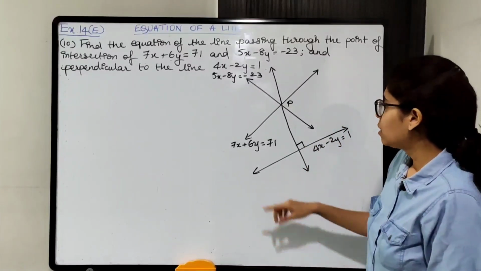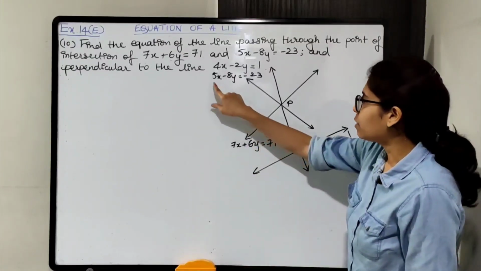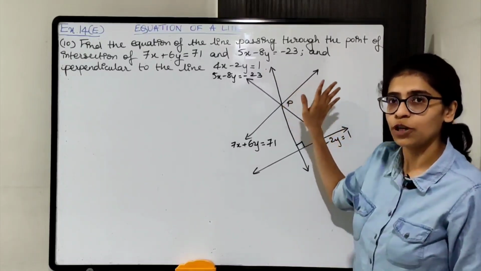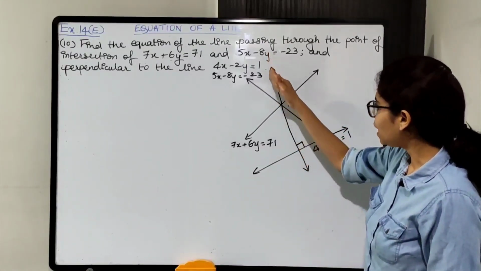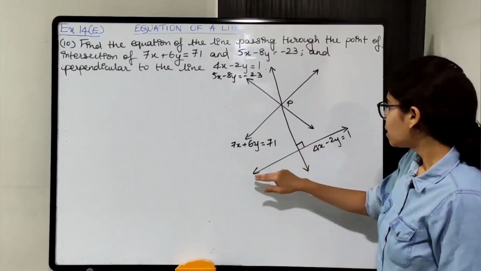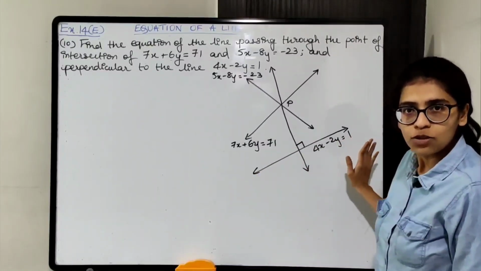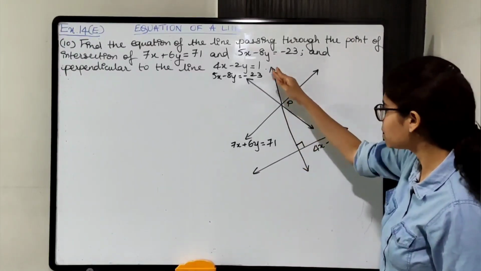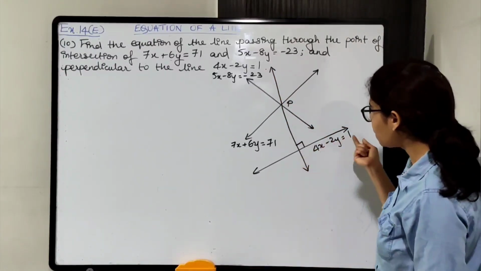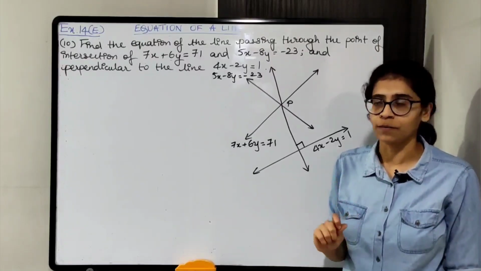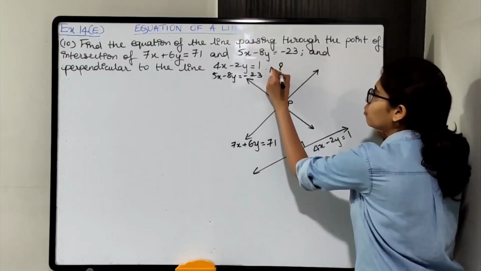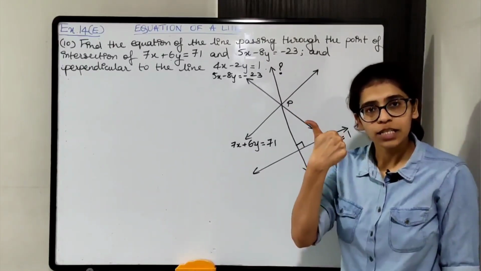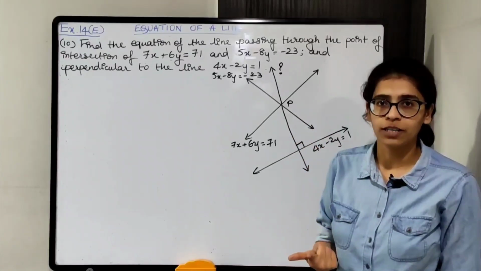I'll repeat. 7x plus 6y equals 71 and 5x minus 8y equals minus 23 are intersecting at some point. We have named this point as P. Through P, one line is passing which is perpendicular to 4x minus 2y equals 1. So we have to find the equation of the line which is passing through point P and is perpendicular to 4x minus 2y equals 1. What will be the equation of this line? For the equation we need the slope and the coordinates of one point.